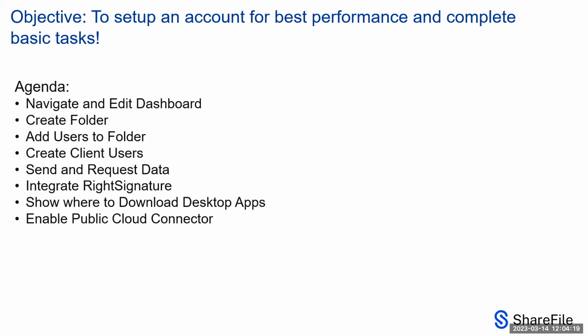We're going to integrate RightSignature with the document I have uploaded into the account. And I'm going to show you where the desktop apps are located. These are some tools of convenience as far as our Outlook plugin and Gmail add-in. We'll show you where to download those and install those. And lastly, I'm going to connect a public cloud connector. You have the capability of connecting third-party storage areas as far as OneDrive, Gmail, and I'll show you how to do that with actually a Gmail account that we have established.